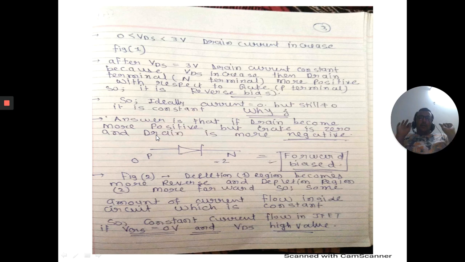Again, repeat. Ideally current is 0 if VDD is increased. Why? Because the width of the depletion region is increased.